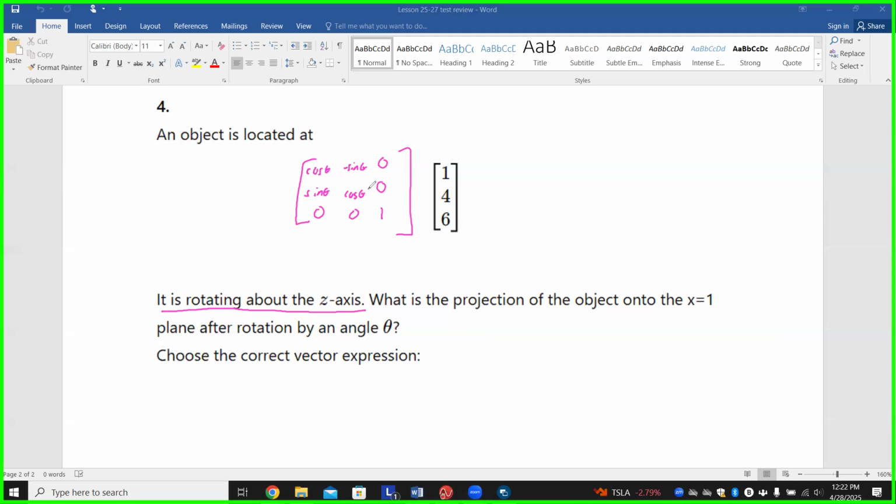And it wouldn't actually be so hard if they would just tell us what theta is. But we don't have theta, so we have to write sines and cosines a whole bunch of times. Because that's what it wants you to do: find the projection onto x equals 1 after the rotation around an angle. If it had said 45 degrees, then we'd just have a whole bunch of numbers that we could plug in and do the math.